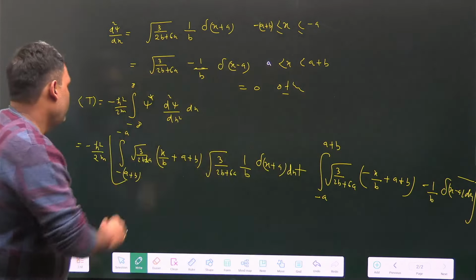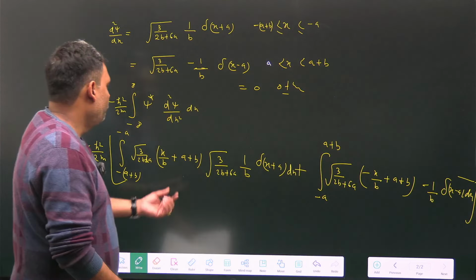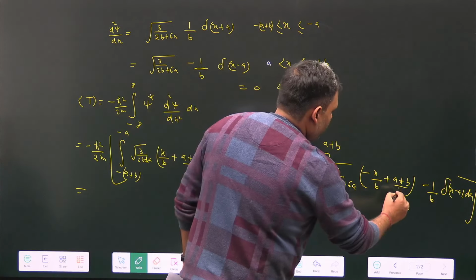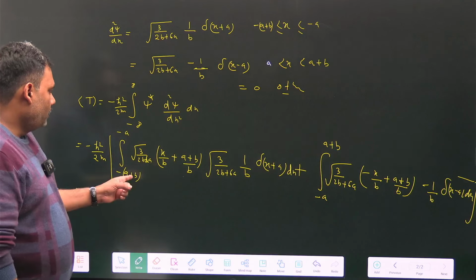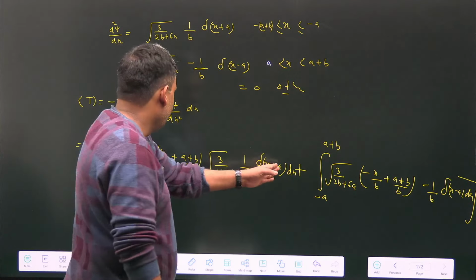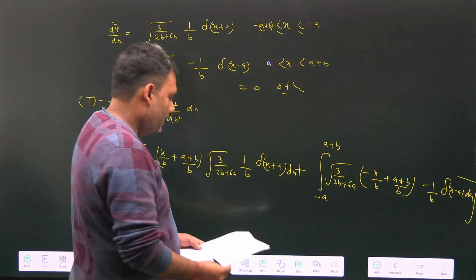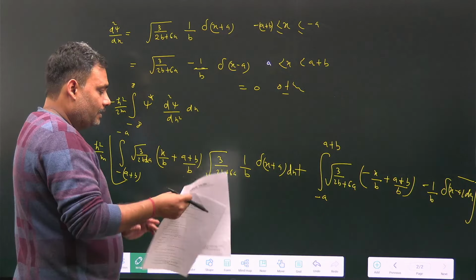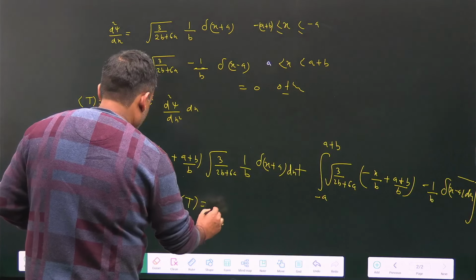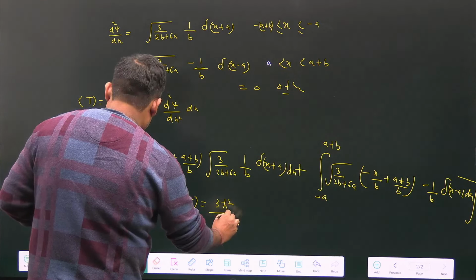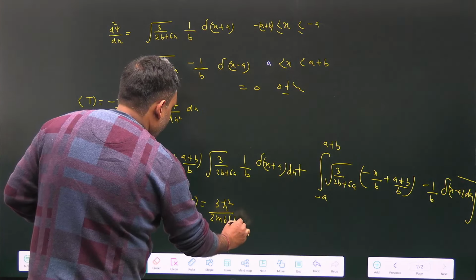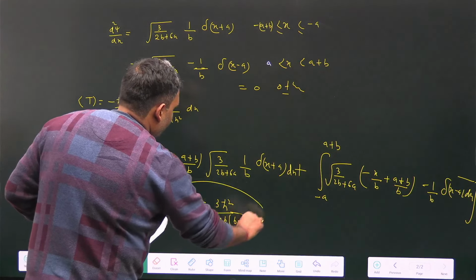Once you go for this integration, it is very simple. Now you have to put x equal to minus a, because the Dirac delta is at x equal to minus a, and you will get the final answer. I have just calculated it, and the final answer is that the kinetic energy T is equal to 3 h cut square upon 2 m b, times b plus 3a. So this is our kinetic energy.